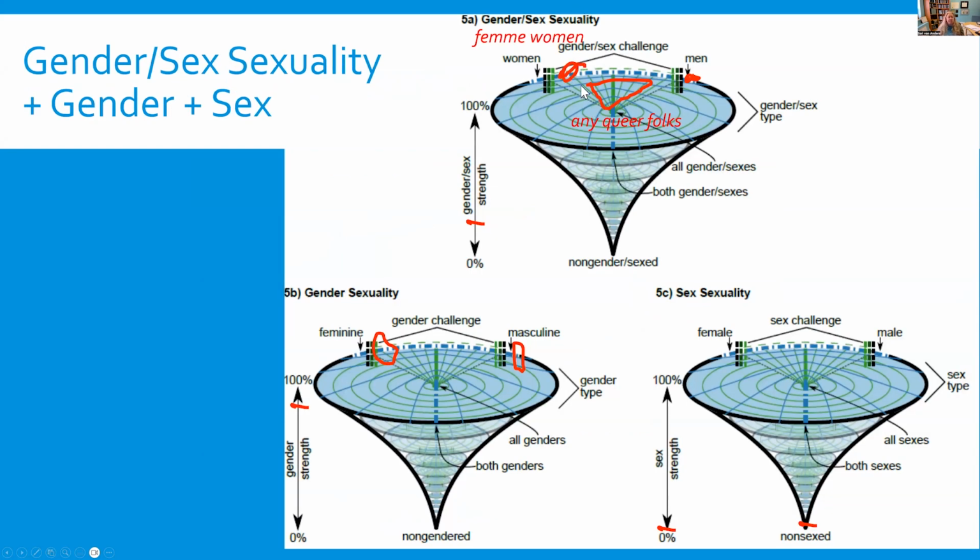And here's someone who says they're attracted to femme women and any queer folks, and also kind of binary, typical, normative men. When it comes to the gender of their sexuality, they're really interested in femininity that challenges norms. And that's really important to who they are, and also this sort of normative masculinity. And when it comes to sex, it's not actually that important to their sexuality.